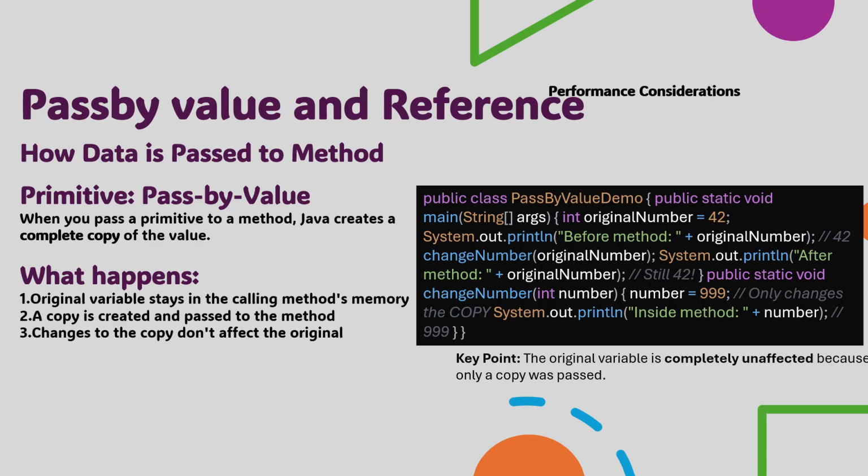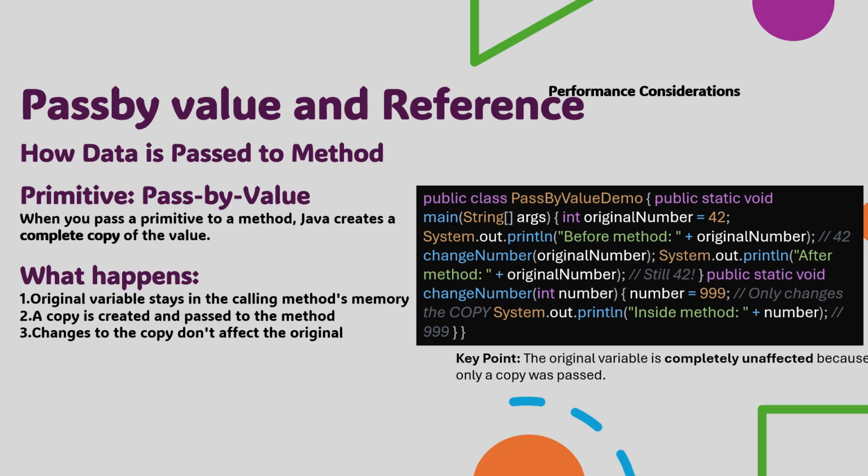A copy of a new number would replace it temporarily. After it replaces it temporarily, we can use that temporary number for anything. But after the program is done, the value that we stored in the stack as 42 remains 42. That means the temporary copy will be taken away, and our original value will remain the same. Now let's take a look at what happens. Like I explained, the original variable stays in the calling method's memory.